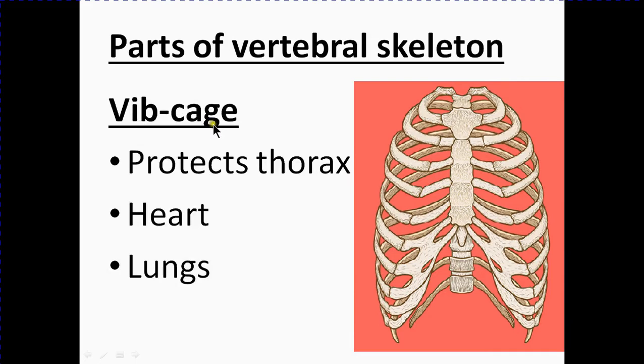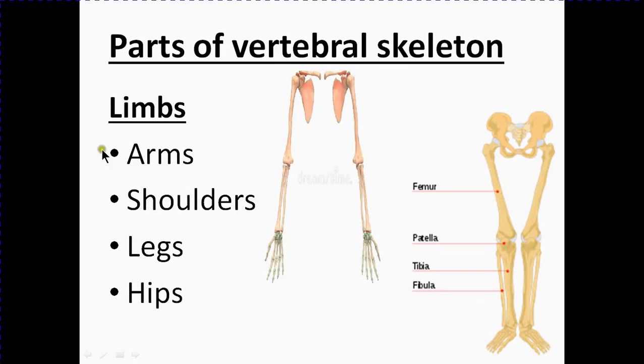Number 3, rib cage. Protects thorax, heart, lungs. So these bones that actually form ribs are known as the rib cage, and that protects all our soft parts like heart, lungs. Parts of the vertebral skeleton. Number 3 is limbs. Limbs are of two types, upper limbs and lower limbs. In upper limbs we have arms and shoulders, and in lower limbs we have legs and hips.